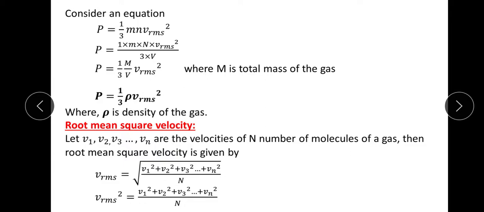So what is RMS velocity? Root mean square velocity is the square root of the mean of the squares of all the velocities. Or if you simply say, RMS velocity is the average velocity of all the particles or molecules in a gas which are moving with different velocities. It's a single value. Fine.